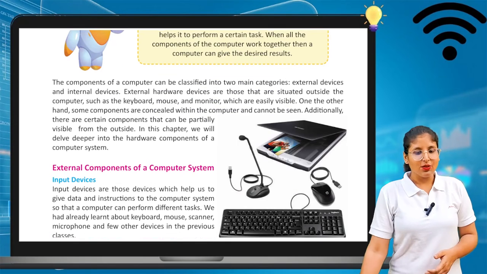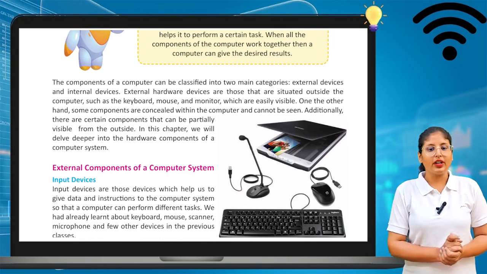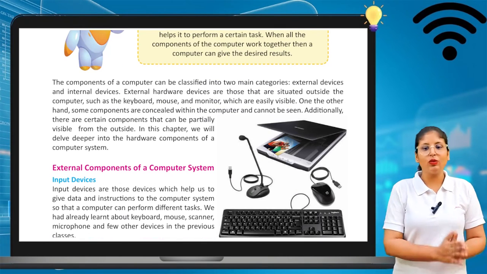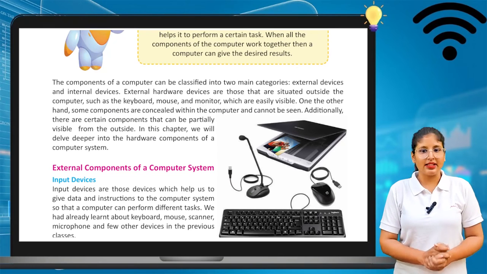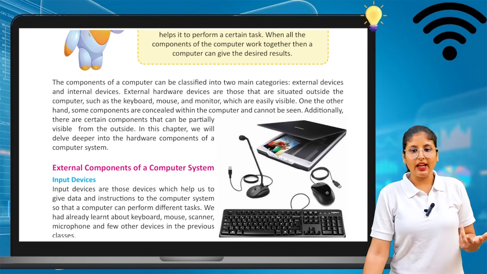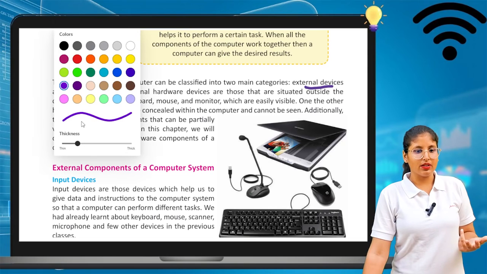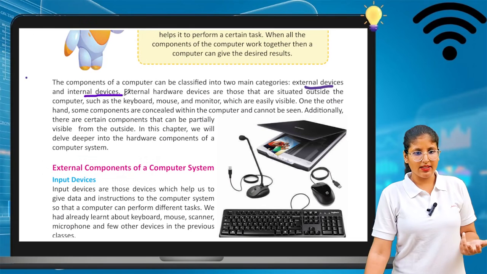The components of a computer can be classified into two main categories: external devices and internal devices. So these are the two main categories into which we can divide the computer. First is external and then internal. We will see what they are.